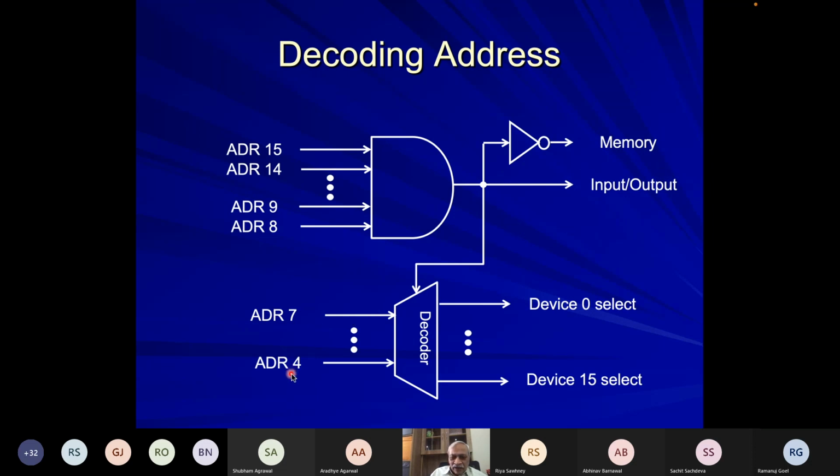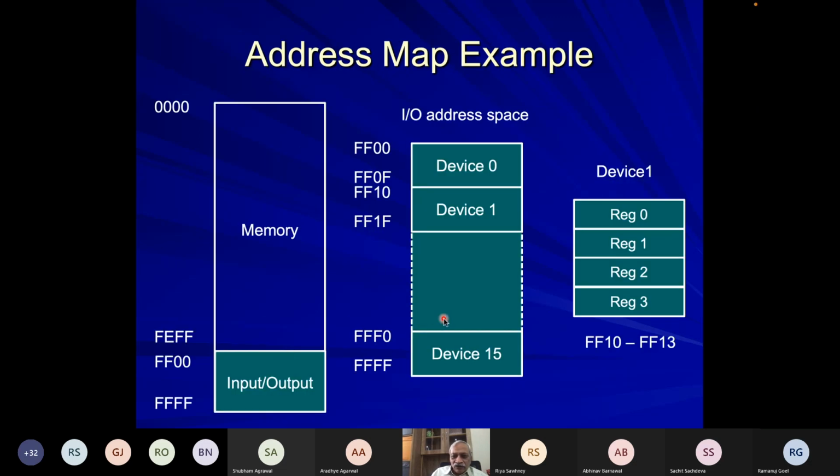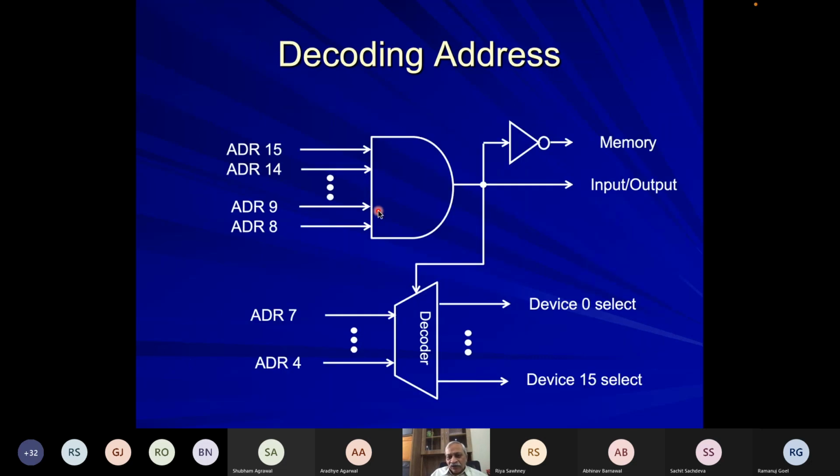And address bits 4 to 7 tell me which device it is. You could see that the third hex digit is indicating the device number. So I decode these 4 bits, ADR4 to ADR7, and this decoder will tell me which device needs to be selected.